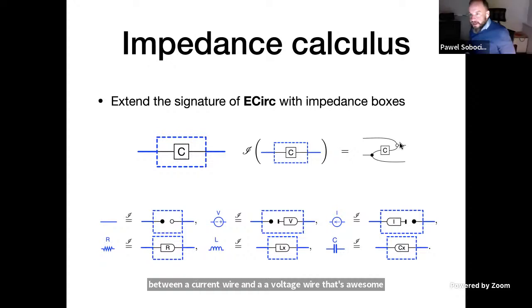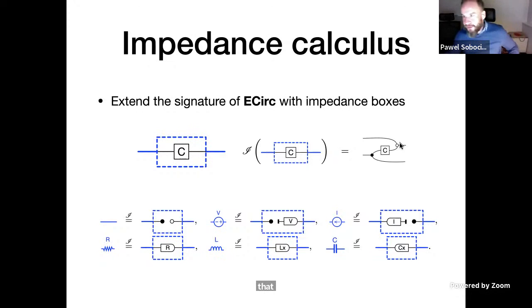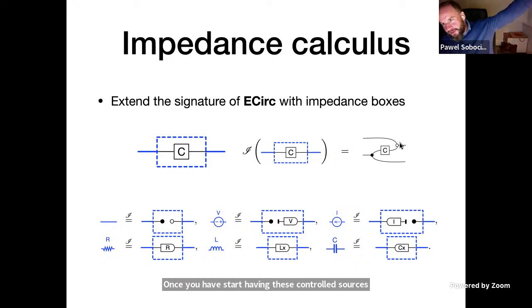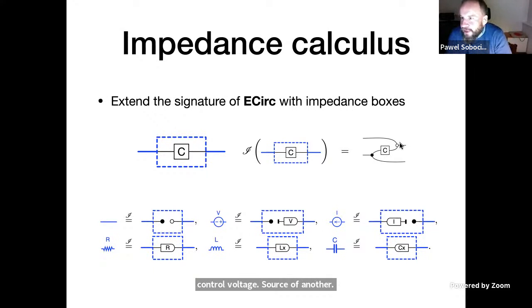And then you can really start having fun with this once you allow your diagrams to go wild. Once you start having these controlled sources, right? You can take the current measurement from one and plug it into a controlled voltage source of another, and so on. So you can really muck around with types. I'm not a professional engineer, but I understand that this is something that is allowed. Wow. And that this can happen.